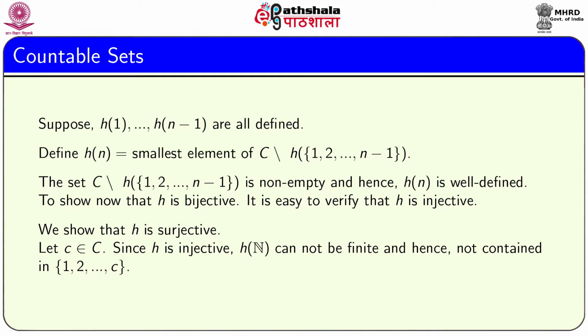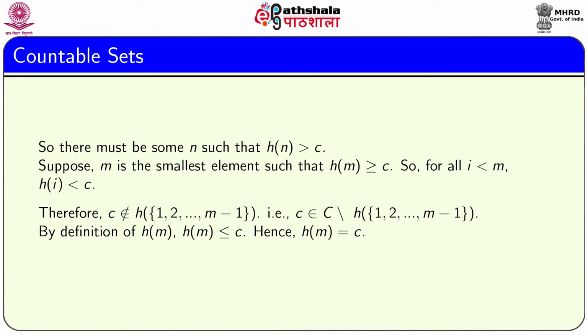Now, H is bijective because first of all it is injective, which can easily be seen, and it is surjective because if we take a point c from C, H(n) cannot be finite and hence not contained in the collection 1 to c. So, there must be some n such that H(n) is strictly greater than c.